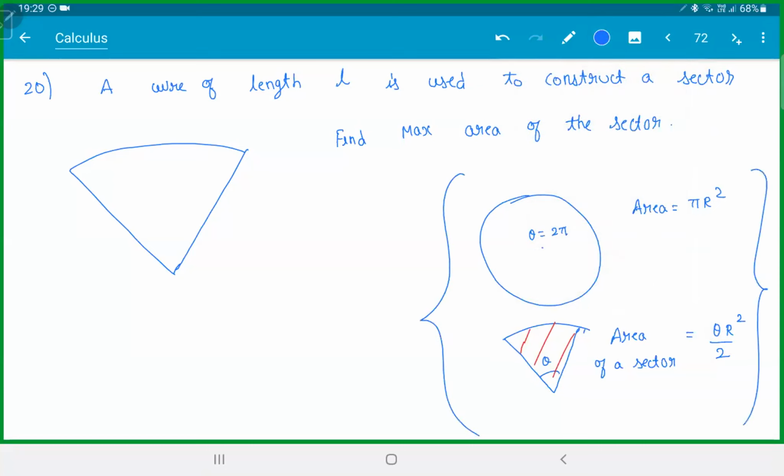Now try. Maybe you don't know that part. So we have a sector of radius r and angle theta. The area will be theta r square by 2. You actually get it from the unitary method. For 2 pi, area is pi r square. For theta, what is the area? Theta into pi r square by 2 pi. Unitary method, you get the area of a sector. You can leave it there. Try. I'll give you a minute more.